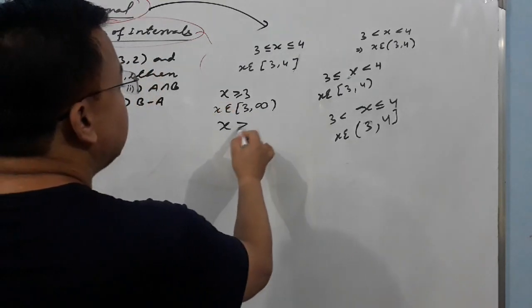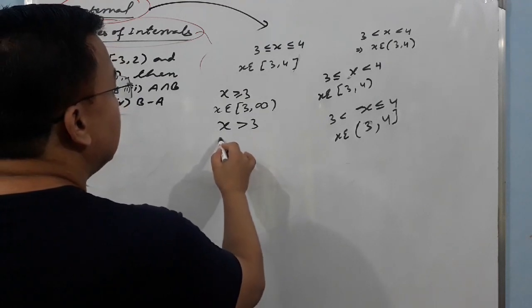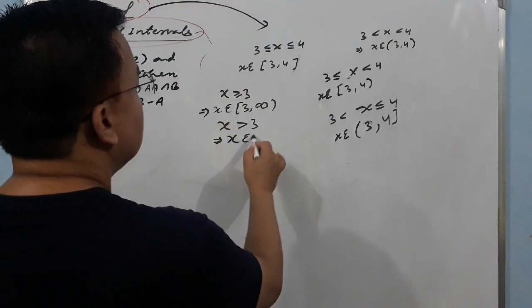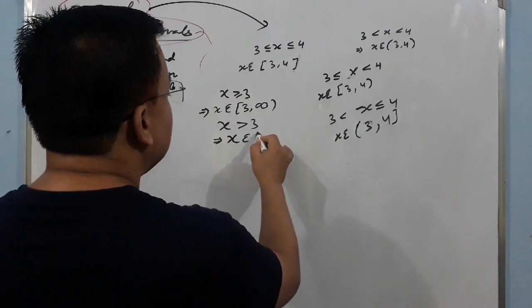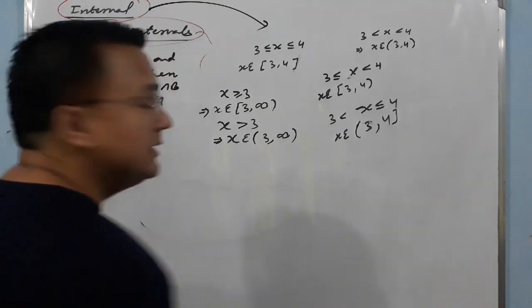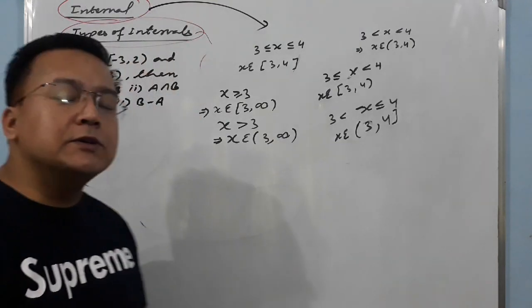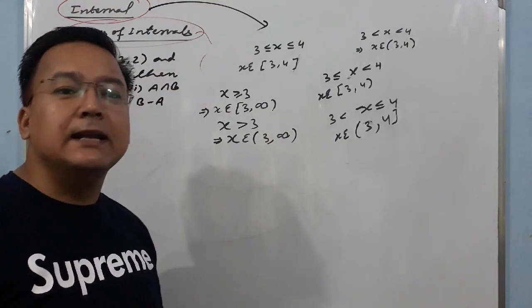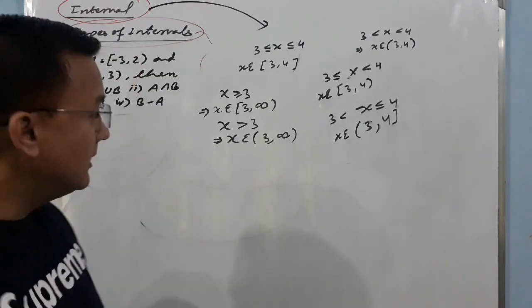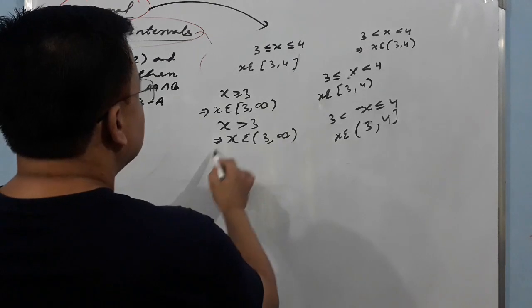If you have simply x greater than 3, then you may write x belongs to (3, infinity). With infinity, we always use a small bracket. Infinity is enclosed by a small bracket because it is only a symbol, not a real number.